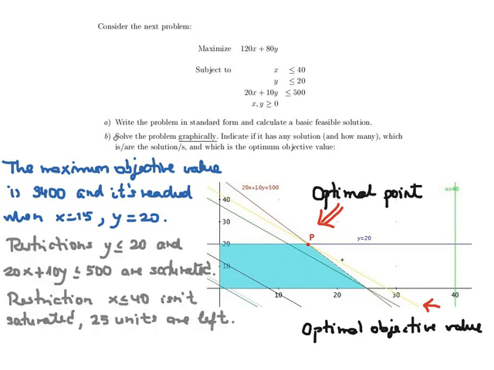Finally, as P is exactly on the lines y equal 20 and on the straight line 20x plus 10y equal 500, we can say that restrictions second and third are saturated. However, the first restriction, x less or equal than 40, isn't saturated, as 25 units are left. 25 is the difference between the right-hand side and the left-hand side.